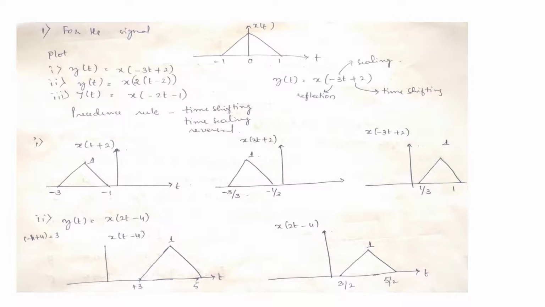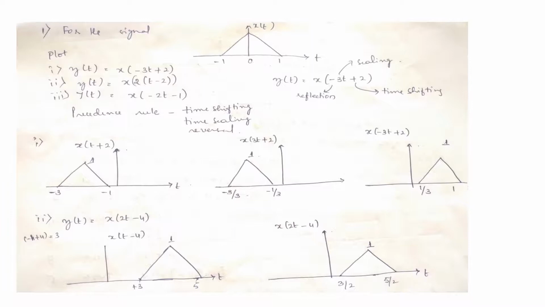So time shifting represents the positive sign, scaling represents 3, and reflection is -3. Initially I have to do t plus 2, that means the signal will shift by 2 units in the left direction. That means the signal is presented at -1 and -3.